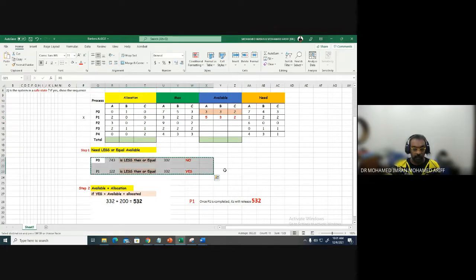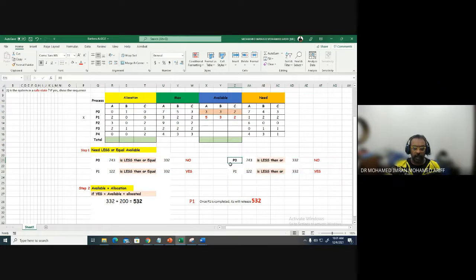Okay, so now let's check for, saya copy ni, saya letak sini. Okay. Let's check for P0. P0 need is 743. The current availability is 532. Is 743 less than or equal to 532? No, it's more than. So tak boleh. So now let's look at P2. P2 pun tak boleh sebab P2 ialah 122. 122 pun is less than, no. This is 532. Okay. Tak boleh juga.